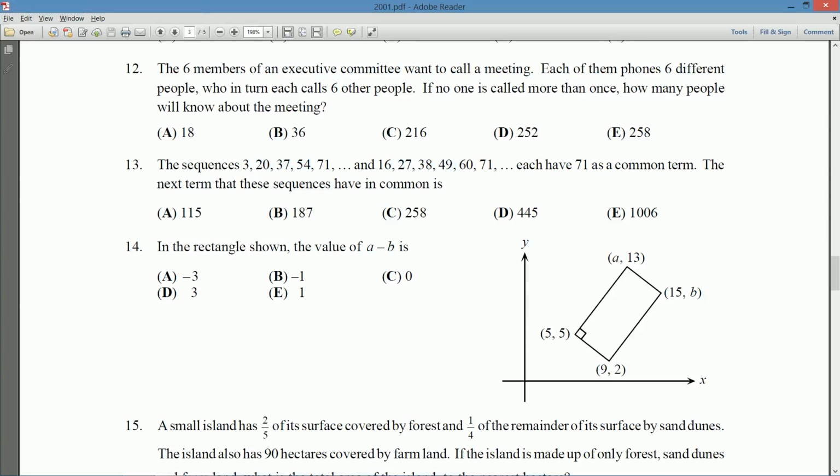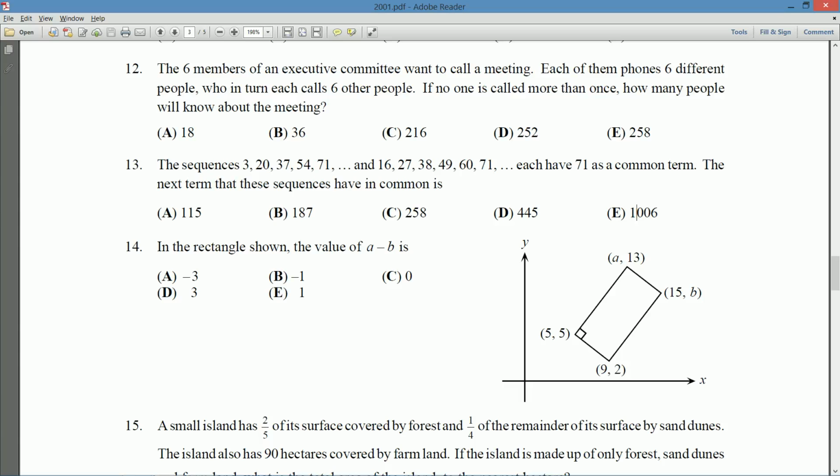They each have 71 in common. So 71 is a common term. The next term that these sequences have in common is, and we have all these possibilities.